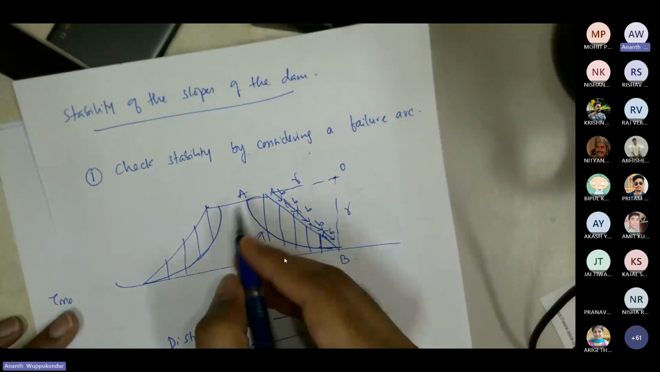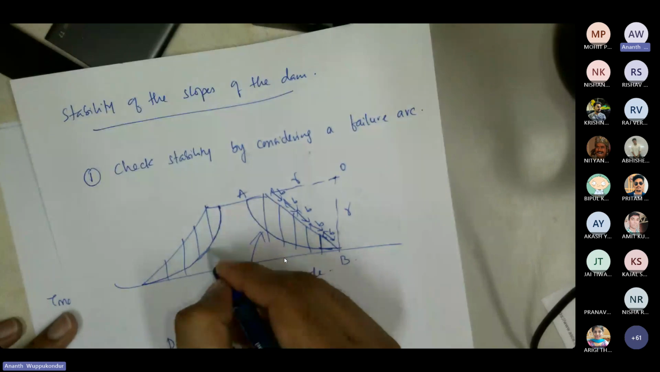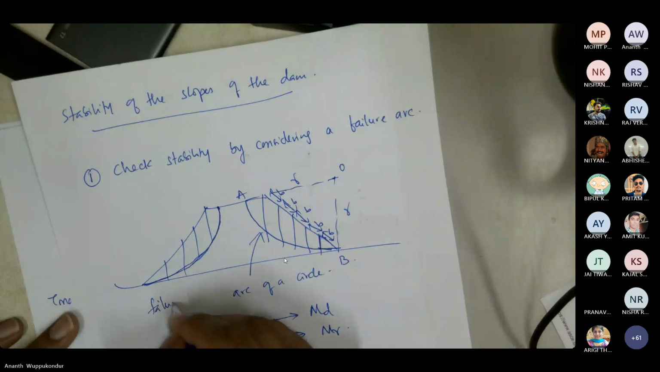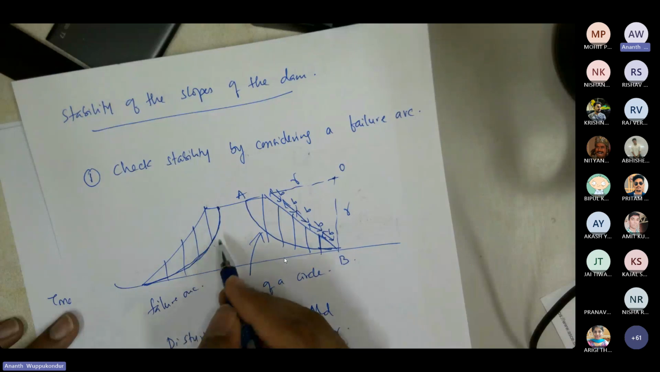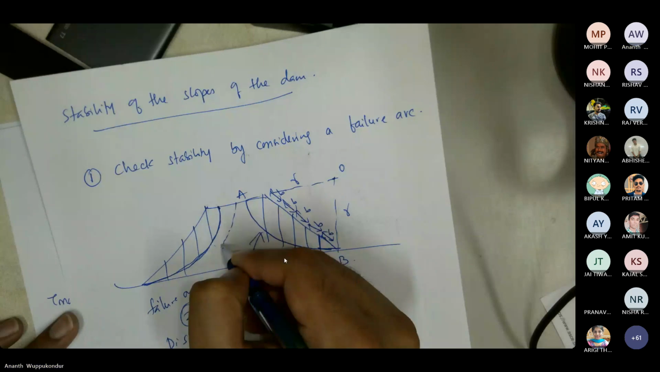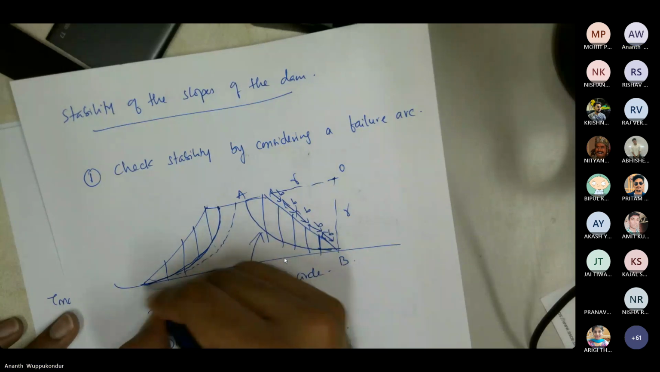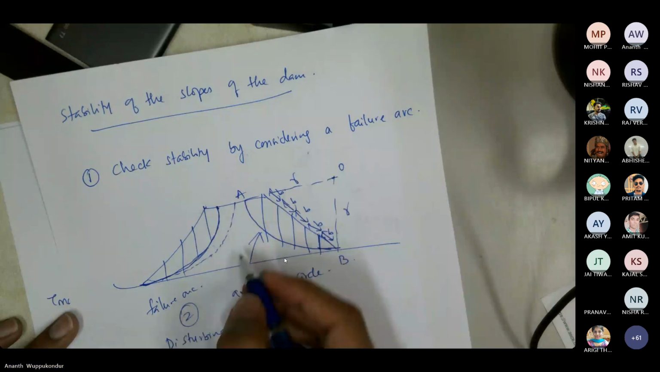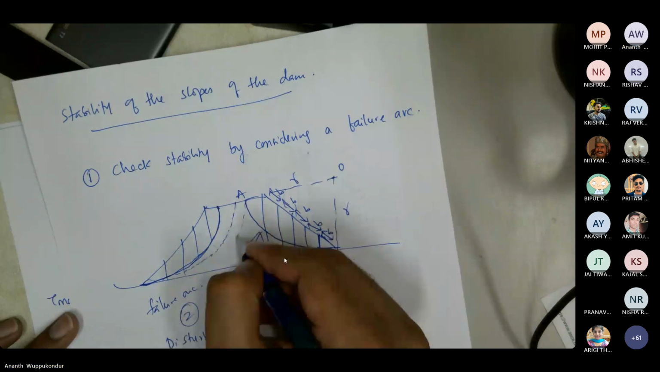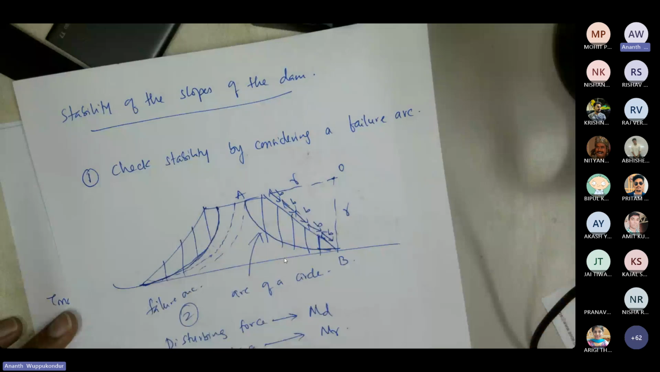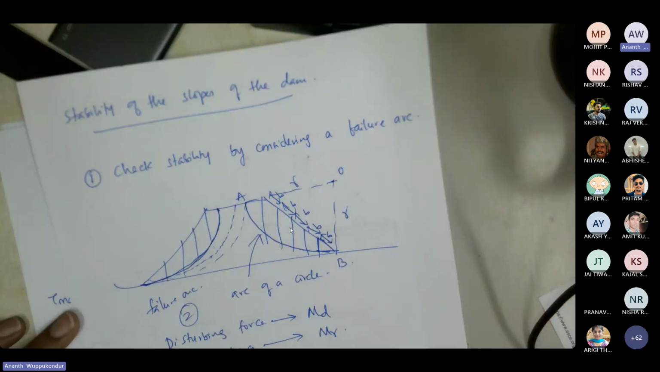So let's say I did the analysis for this slip circle or the failure arc, and my factor of safety is, let us say, 2. Then I repeat this for another slip circle and see if the factor of safety is more than 1.5. So I repeat it again. So you have to check it for multiple failure arcs so that the slope is stable.